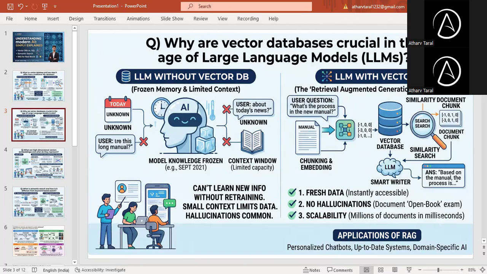And the third one is scalability. We can store millions of documents in a vector database like Pinecone or Milvus, and it can find the right answer in a millisecond. So applications of RAG are personalized chatbots, up-to-date systems, and domain-specific AI.